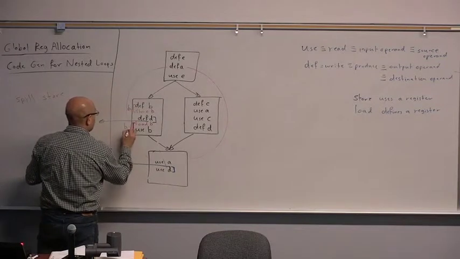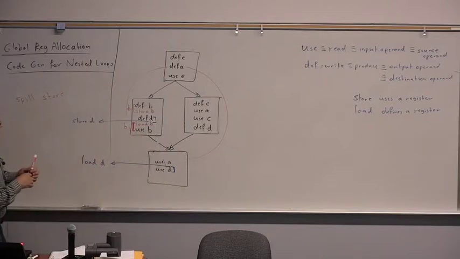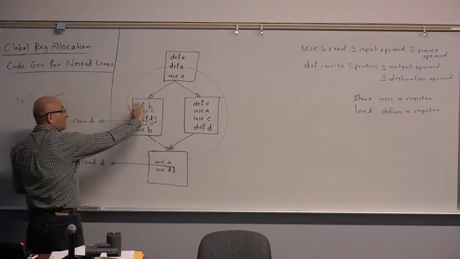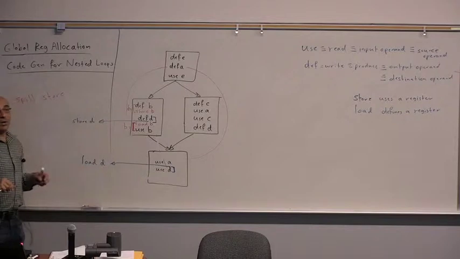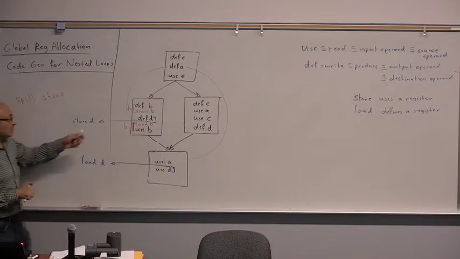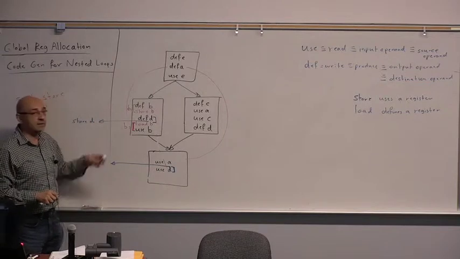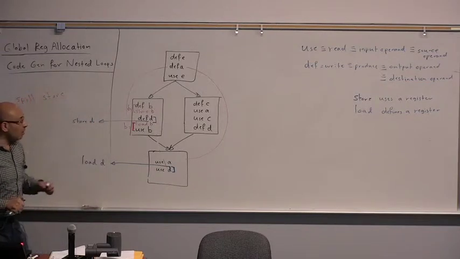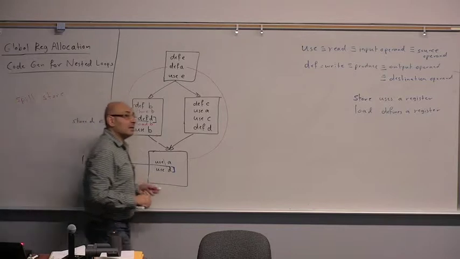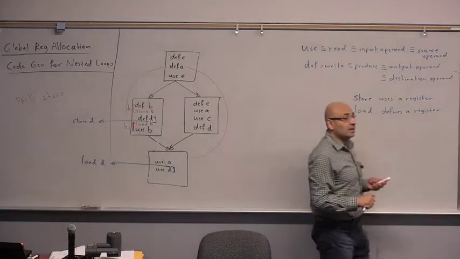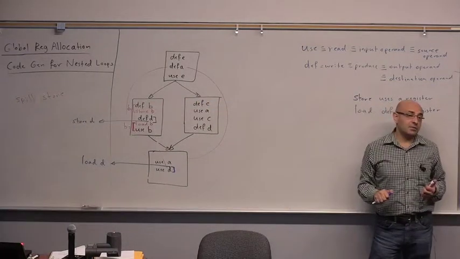B1, B2. Okay, so now these small live ranges, they no longer interfere. And now we eliminated the interference between B and D by spilling D. Okay, so I hope that this clarifies how spilling eliminates interferences between registers.